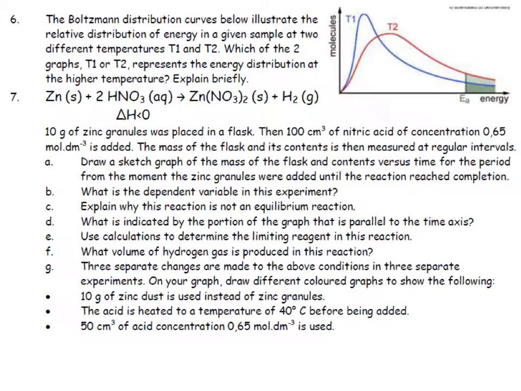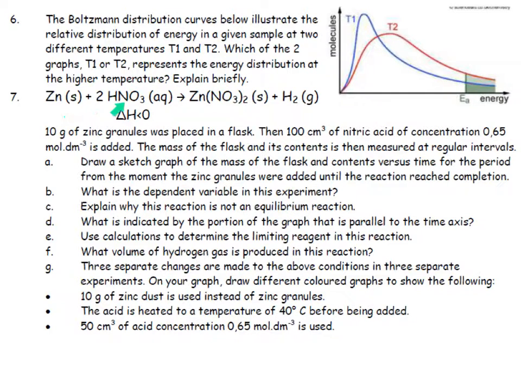Why? Because the area under T2 at higher energies is greater than the area under T1 at higher energies. Or you could have said the area under T1, at least at low energy, is greater, therefore it's a low temperature. So those are the kinds of questions that can be asked around these Boltzmann distribution curves.